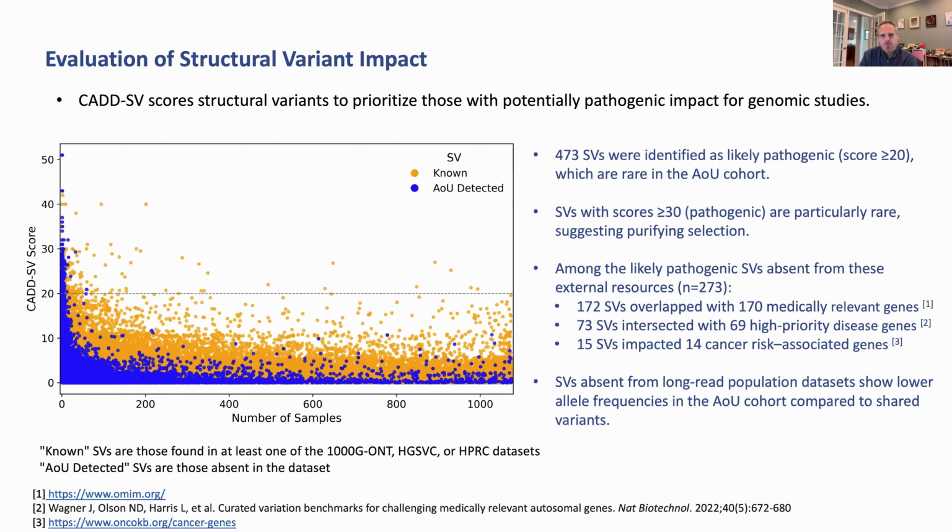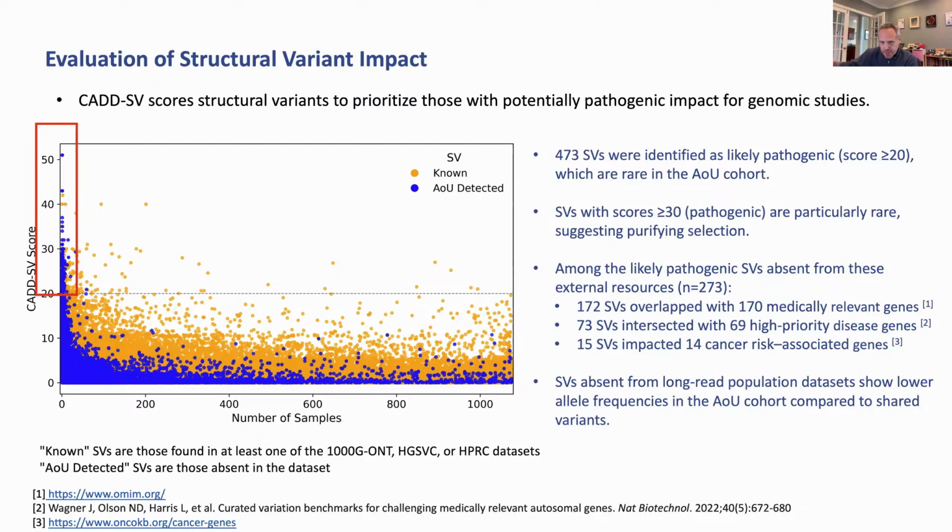Most of these more pathogenic ones are only detected through this All of Us study, where we're looking at the scale of 1,000 people. There are on the order of almost 300 variants that are very likely to be pathogenic based on CADD-SV. 170 of these overlap medically relevant genes. Most of these have never been seen before. This is the importance of doing long-read sequencing in your own cohorts, and the power of HiFi sequencing to detect structural variants that have never been seen before.